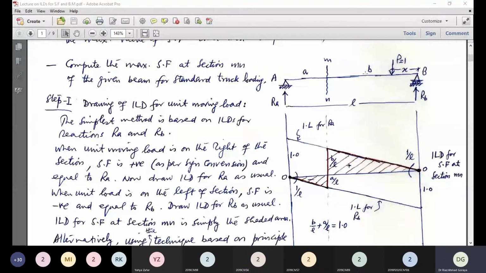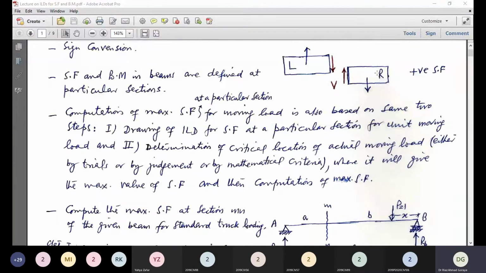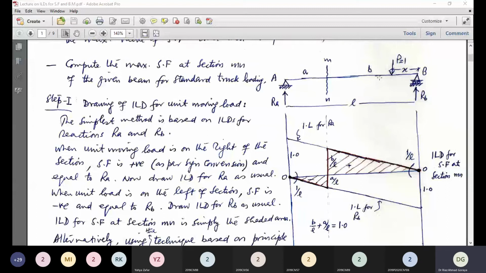Now when the unit moving load is on the right of the section, as has been shown, this right portion is going down. This corresponds to the positive shear force. Shear force is positive as per sign convention and equal to RA. We consider the left portion going upward, positive and equal to RA. So now we will draw the ILD for RA as usual. This line RA is 0 at B and 1 at A. This is the influence line for RA.